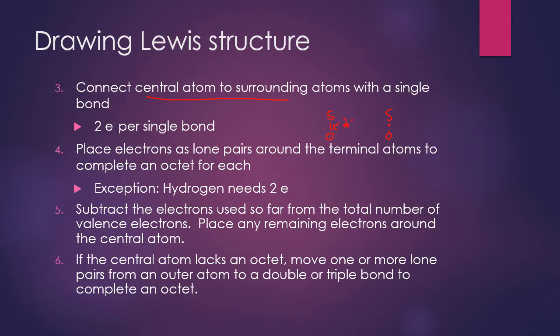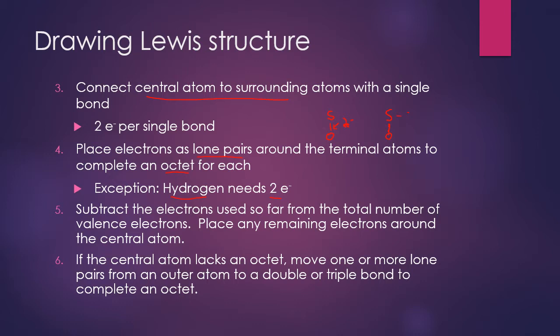They're both sharing those to make a single bond, 2 electrons. Next, we want to place the electrons as lone pairs around the terminal atoms first. So the goal is to make the terminal atoms happy first. How do you make them happy? By giving them 8 electrons. That's the octet rule. Most atoms want 8 electrons to be happy. Of course, there's exceptions to every rule, one of those exceptions being hydrogen that only needs 2 electrons.